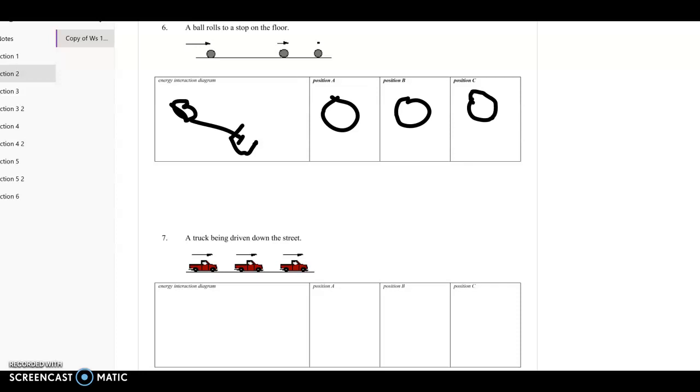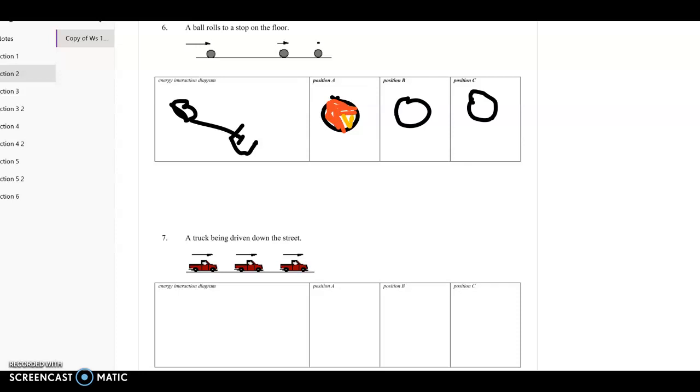Okay, so the ball's rolling, so it's got kinetic. Something can't roll without friction. I told you that in the hints. So it has kinetic. So I'm going to fill up most of this with kinetic. And then because it has to have friction to roll, there's going to be some thermal.